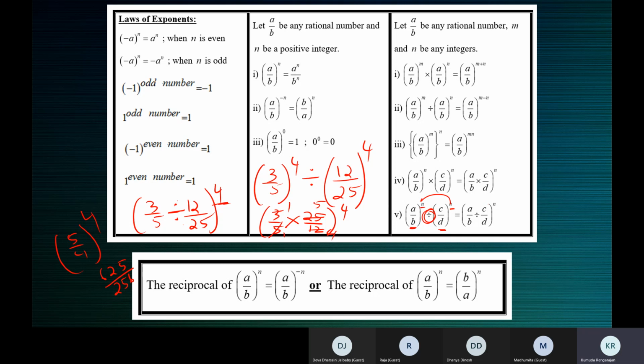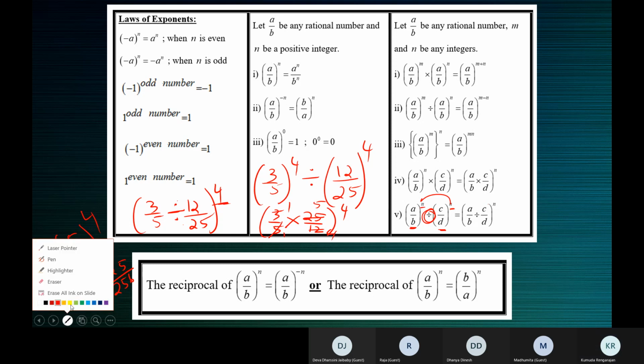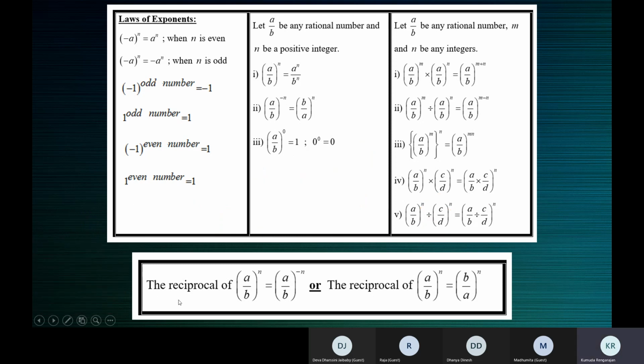625 by 256. Now the last one, as I told you, the reciprocal of a given expression. See how it is? The reciprocal of a given expression, these two are not equal, children. The reciprocal, please mind these words. These two are not equal.